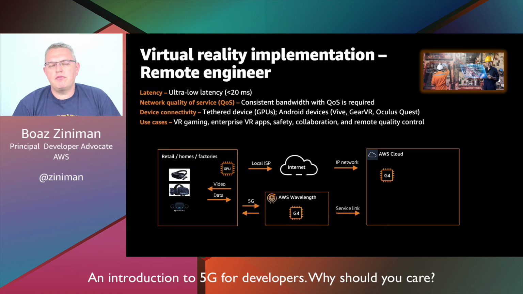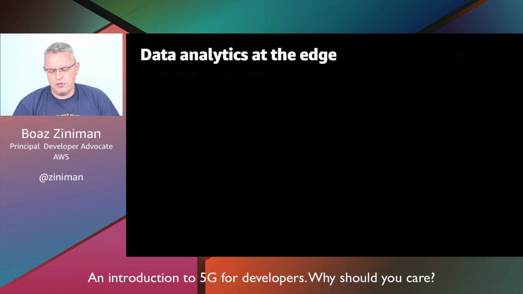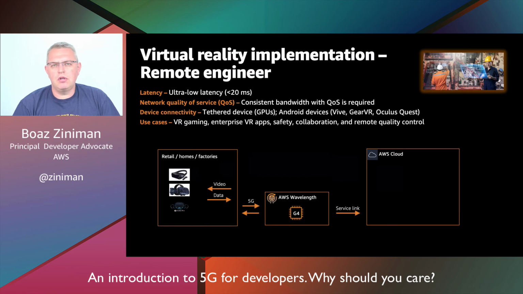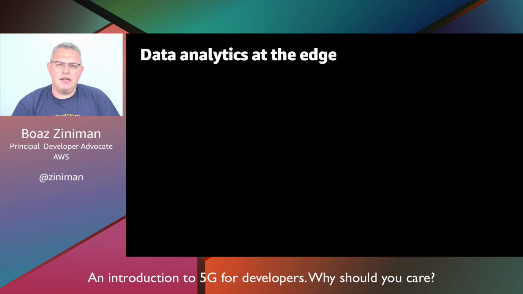Today, when you can use 5G for those, you can move a lot of this processing to the Wavelength Zone, because the latency to this Wavelength Zone is minimal. And then you can basically save on providing powerful computing on the customer level and move most of it to the cloud. Then you have the service link, of course, that will allow you to access AWS Cloud for additional services, to get more data, maybe to get the manual or all the specifications of a specific machine, and so on and so forth. Another great example is data analytics at the edge.